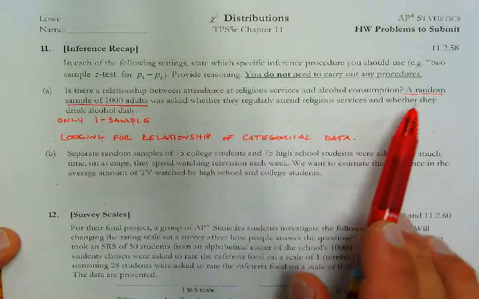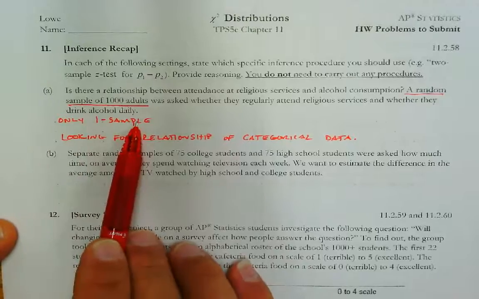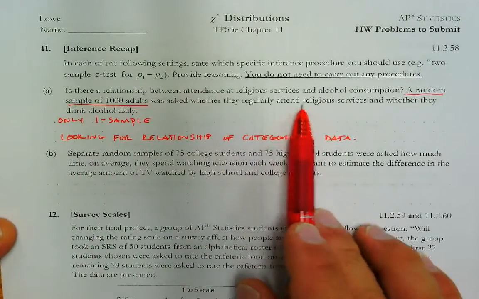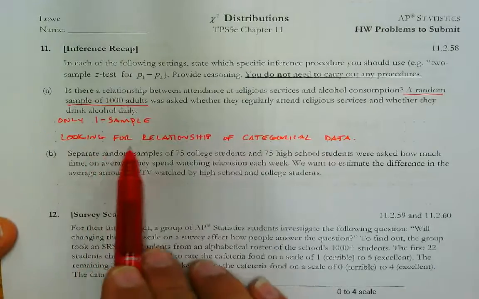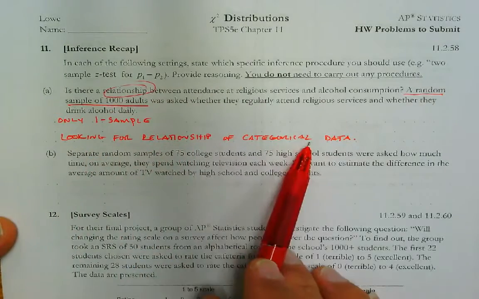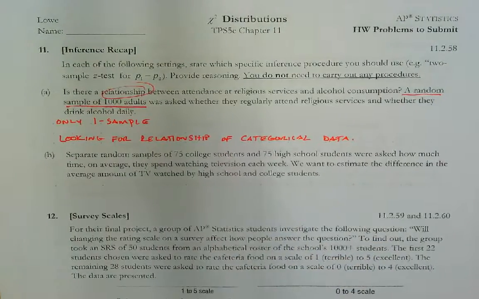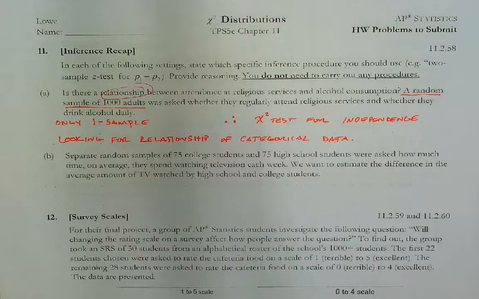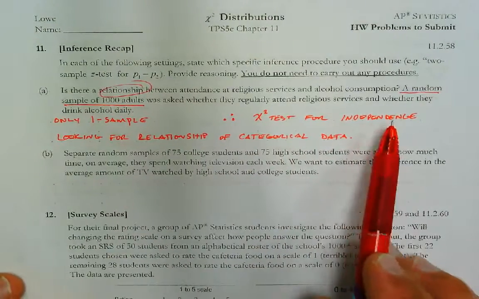Well, because it's just a random sample of 1,000 adults, we only have one sample. We're asked about attending religious services and drinking alcohol, and it's about a relationship. So we're looking for a relationship of categorical data. What would that mean our only option is? Well, if you said it was a chi-square test for independence, you've got a good concept.